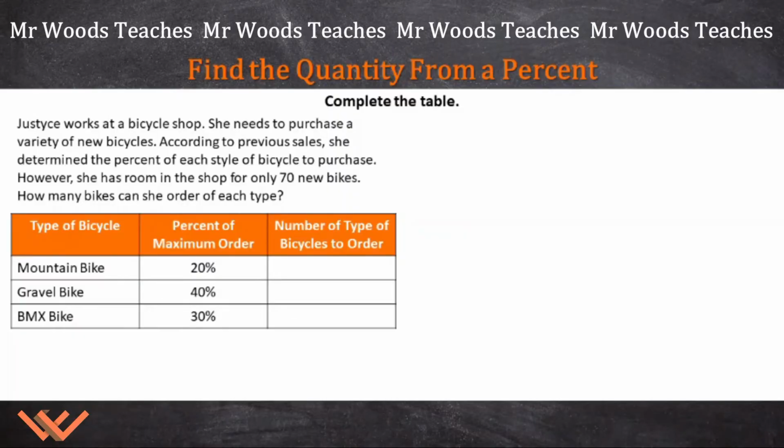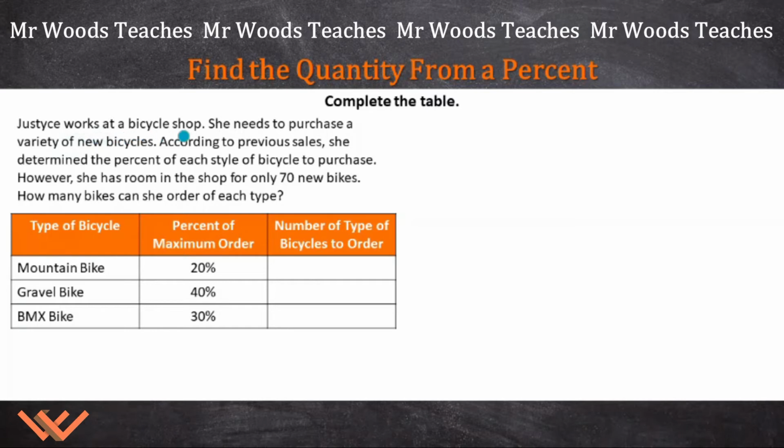Hi fellow mathematicians, welcome to Mr. Woods Teaches. And today we're going to find the quantity from a percent. First, let's read the directions, then the word problem. Complete the table. This is the table that we need to complete. It gives us percentages and types of bicycles and the number of type of bicycles to order. That gives us some clue.